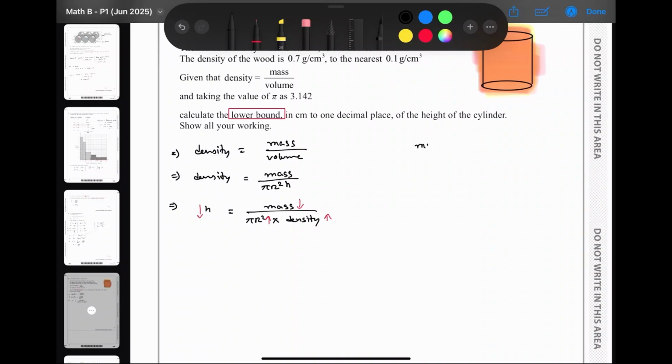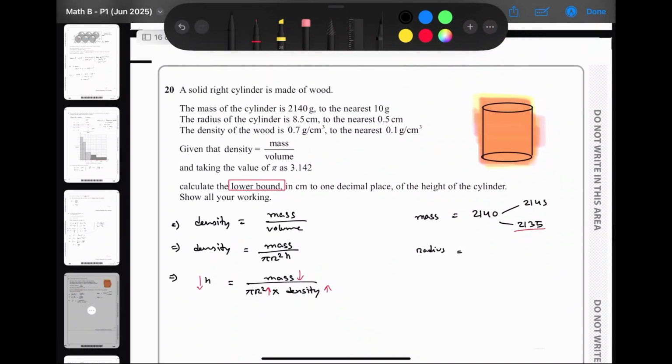Before starting to switch the variables with values, we will write down the required bounds of our values. Since the bound for mass is to the nearest 10, we will add and minus with 5. After that, we will take the lower bound as we want the numerator to be smallest possible. Same for the radius. We will add and minus with 0.25, as it is said to be nearest 0.5.